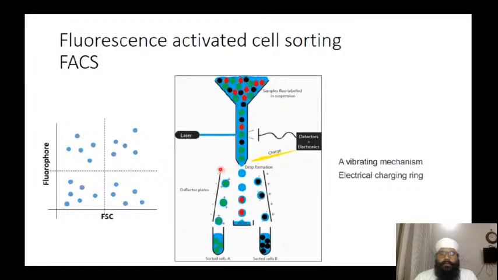Then I have different electrodes, negative and positive, and the positive cells will go to the negative electrodes, and the negative cells will go to the positive electrodes, and the neutral cells will go to the waste. In this case, I will have two groups of cells: the cells who are expressing the protein and the cells who are not expressing the protein. And this is what we call cell sorting.